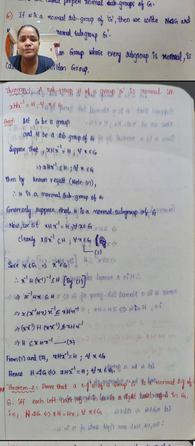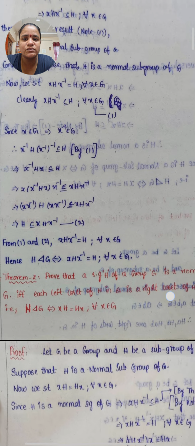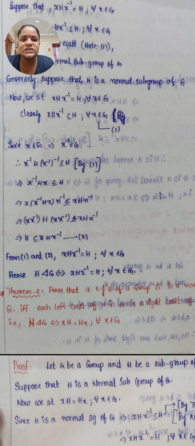Conversely, suppose that H is a normal subgroup of G. Now we have to show that xHx⁻¹ is equal to H for all x belongs to G. Clearly, xHx⁻¹ is contained in H. First let us assume that x belongs to G, which implies x⁻¹ belongs to G. Why? Because x is an element of a group G, and every element of a group G has its own inverse.